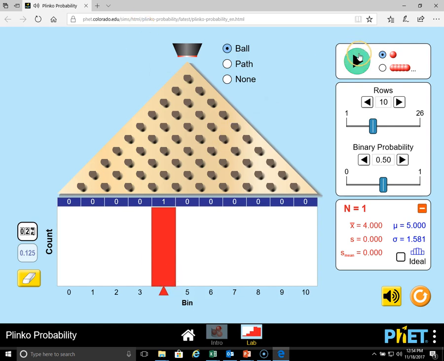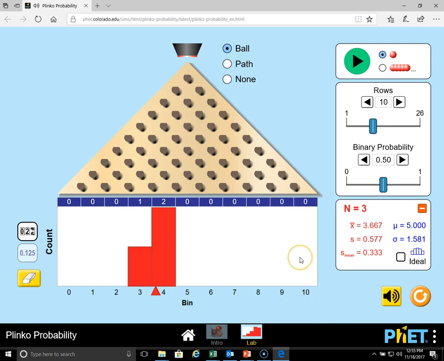And let's do a couple more. That was also a 4. So our average is 4. We have a standard deviation of 0 because of the two data points we've collected, they both were 4s. Now, when you hear the sound of the ball hitting a peg, you can hear which direction it goes because there's a little bit of different sound going left or going right.